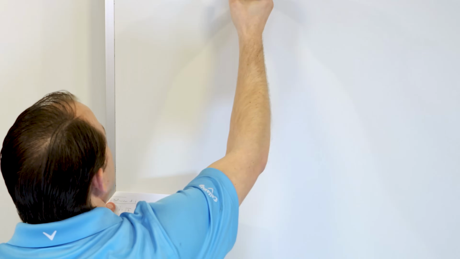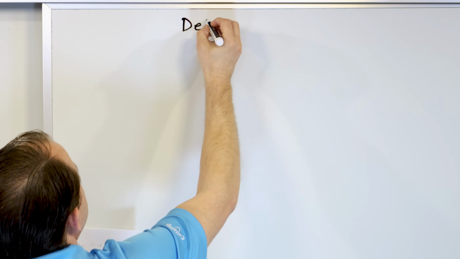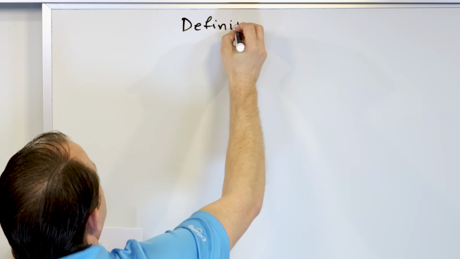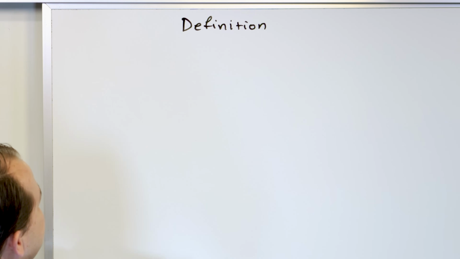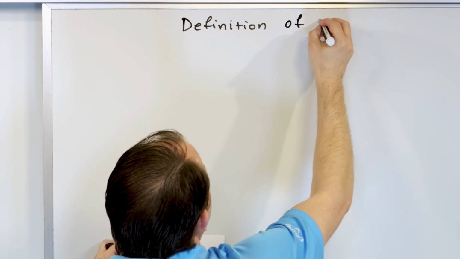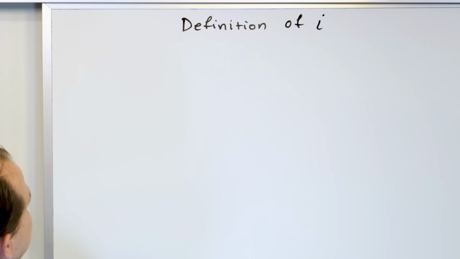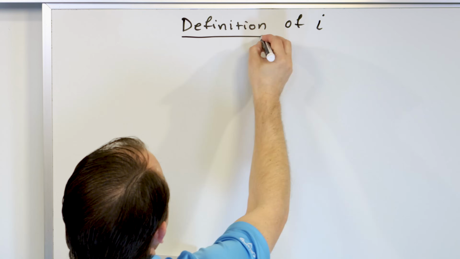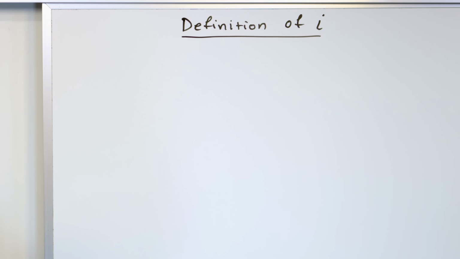Now, first I'm going to give you the punchline. I want to tell you what an imaginary number is. All right, so this right here I'm going to write on the board. It's called the definition of the imaginary number, which we call I. We use the letter I to mean imaginary number. Anytime you see I in mathematics, it means the imaginary number.